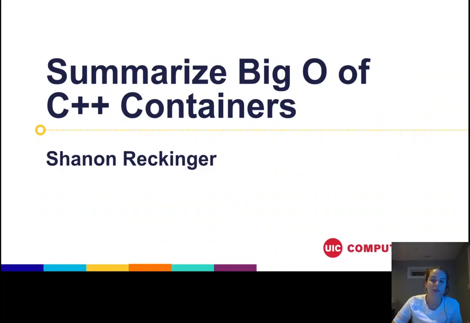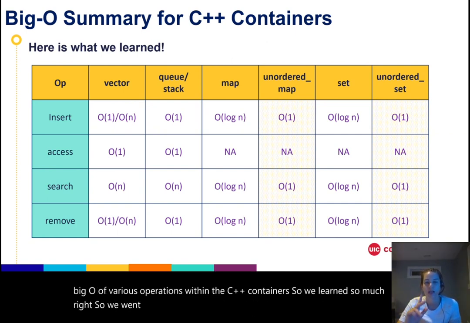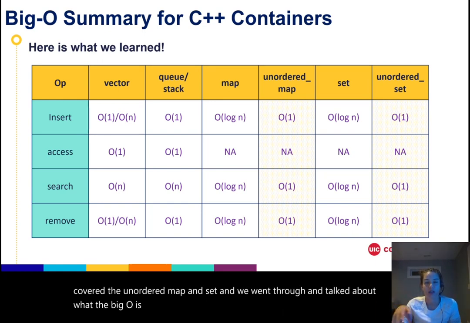All right, so we just went through the main C++ containers and talked about the big O of various operations within the C++ containers. So we learned so much, right? We went through vector, queue and stack, map and set, and we also covered the unordered map and set. And we went through and talked about what the big O is for each operation.